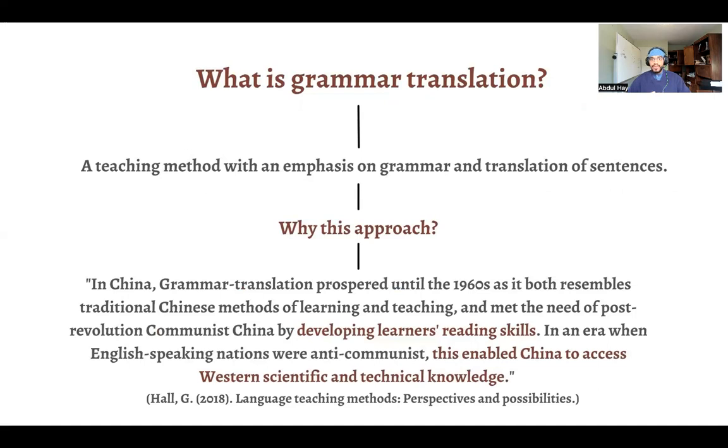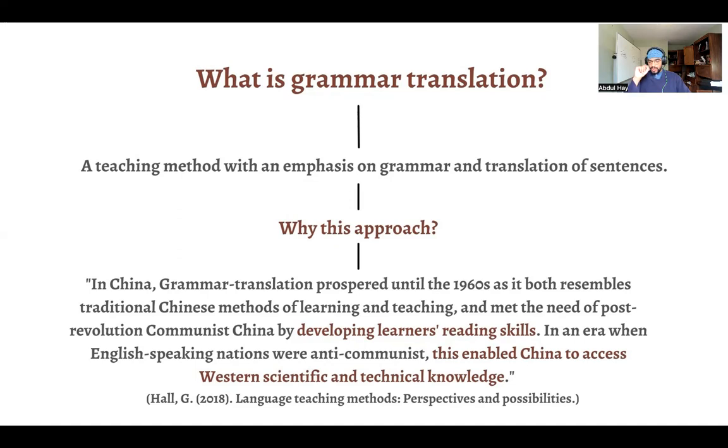Why are we saying this? Why are we taking this path? Why this approach? The reason is, as Hall mentions in Language Teaching Methods: Perspectives and Possibilities, in China, grammar translation prospered until the 1960s, as it both resembled traditional Chinese methods of learning and teaching and met the needs of post-revolution communist China by developing learners' reading skills.